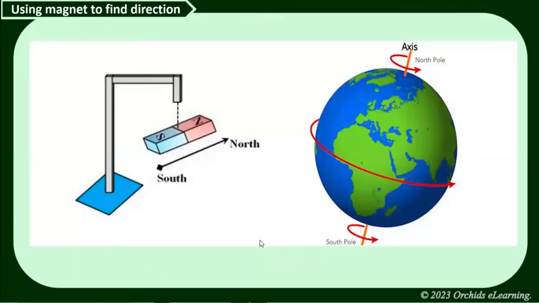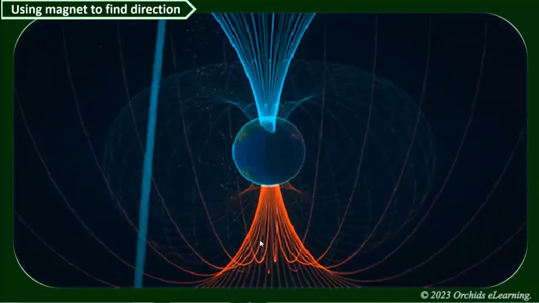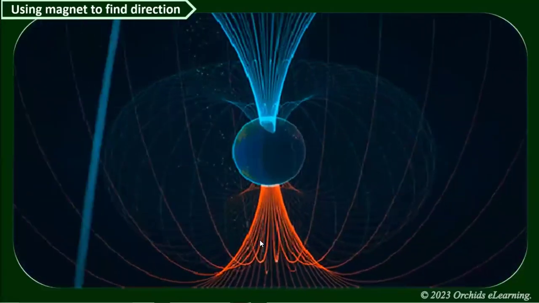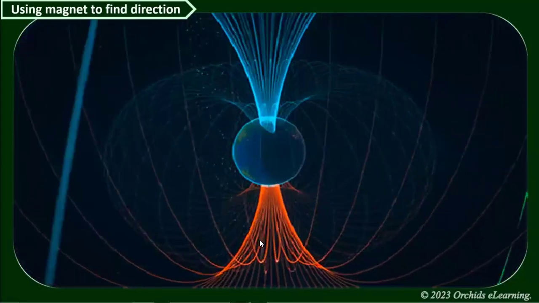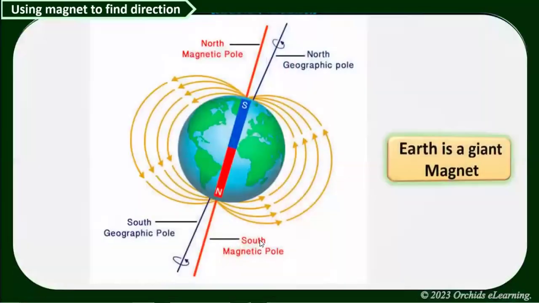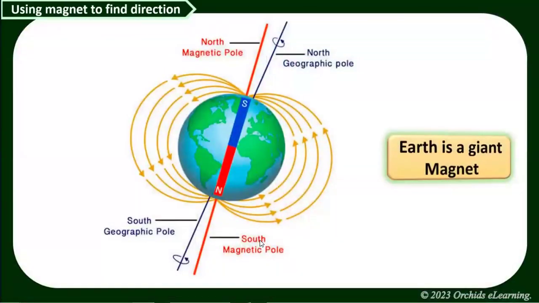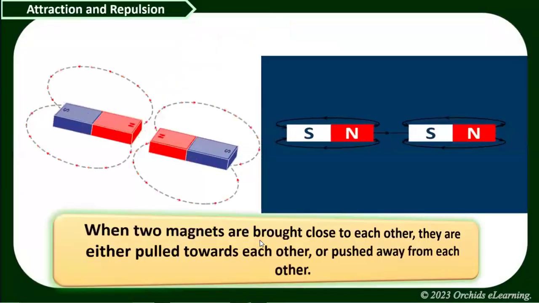Do you know why a freely suspended magnet always points in the Earth's north-south direction? It behaves like it is under the influence of another magnet. But where is the other magnet? It is Earth itself. When two magnets are brought close to each other, they are either pulled towards each other or pushed away from each other.